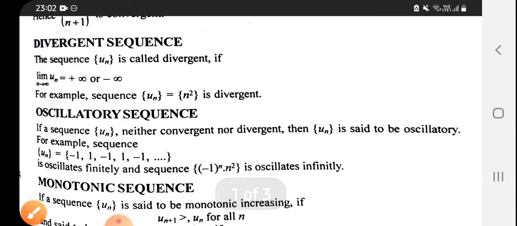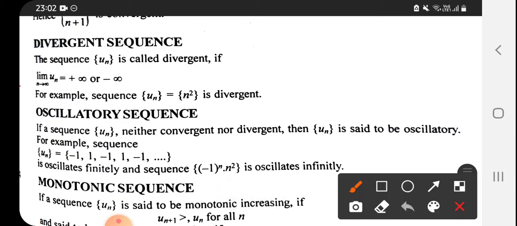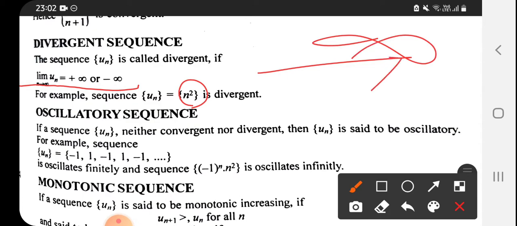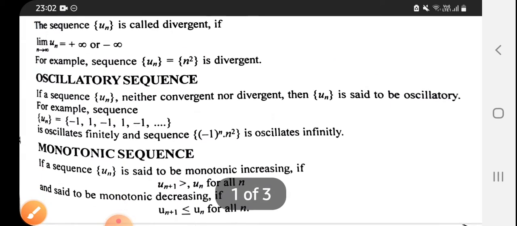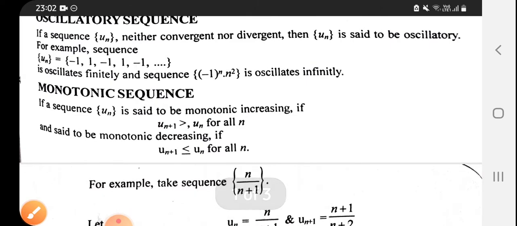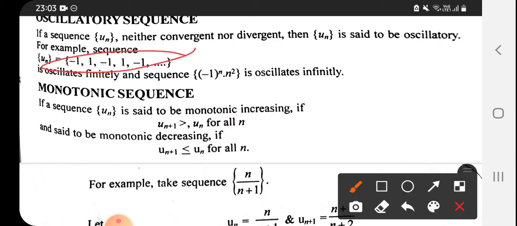Here this sequence is convergent. Divergent sequence. If the limit as n tends to infinity of un is plus infinity or minus infinity, then the sequence is divergent. For example, n square: if we increase the value of n, this sequence goes to infinity. Oscillatory sequence. If a sequence un is neither convergent nor divergent, then it is called an oscillatory sequence. For example, minus 1, plus 1.